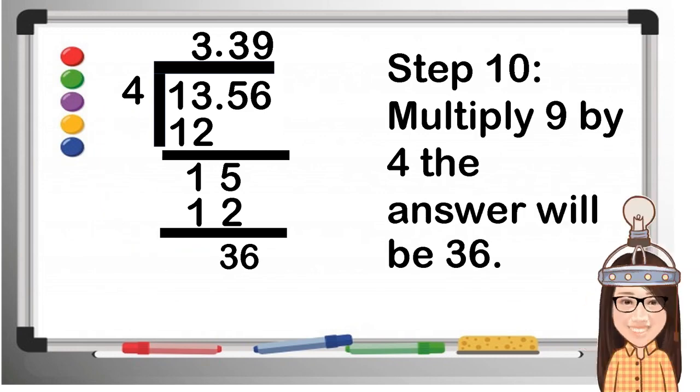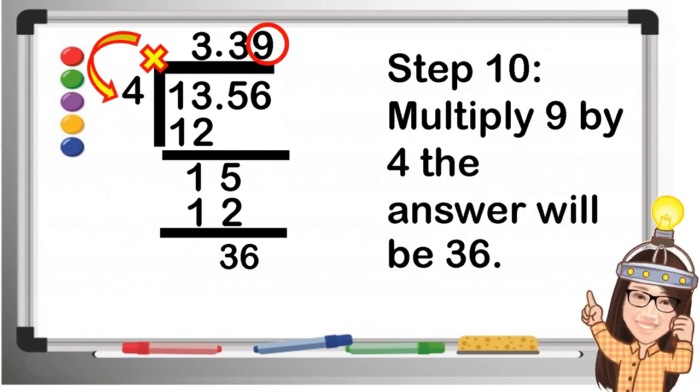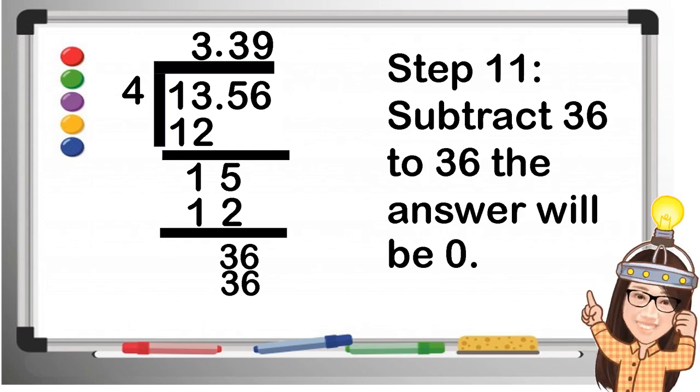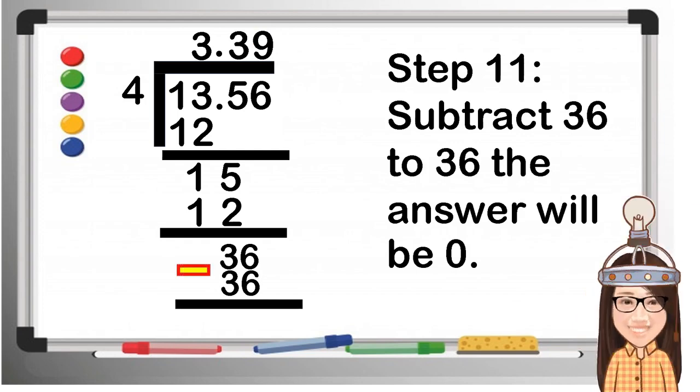Step 10. Multiply 9 by 4. The answer will be 36. Step 11. Subtract 36 from 36. The answer will be 0.